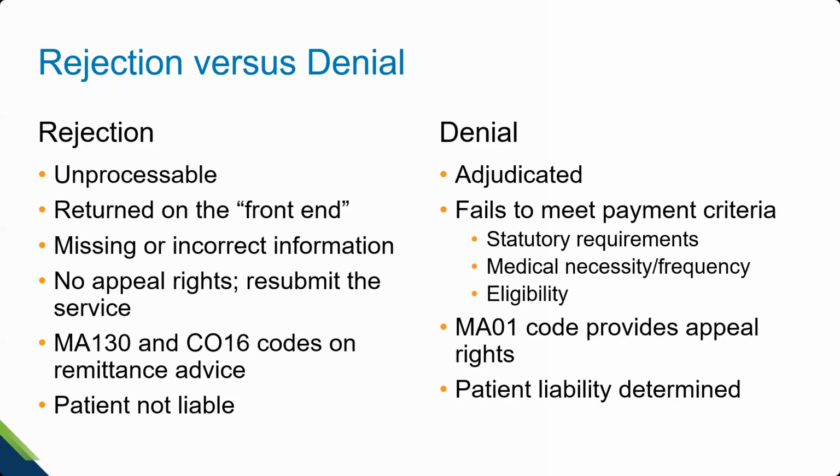Now, when the remittance advice is generated for rejected claims, you will see an MA130 and a CO16. I'm going to talk about those codes a little bit later on in the presentation. But if you see these codes on a remit, what it's going to mean is that you need to fix and resubmit that claim. It is unprocessable. For these rejected claims, patients are not liable. You need to fix and resubmit the claim, and then liability will be determined later.